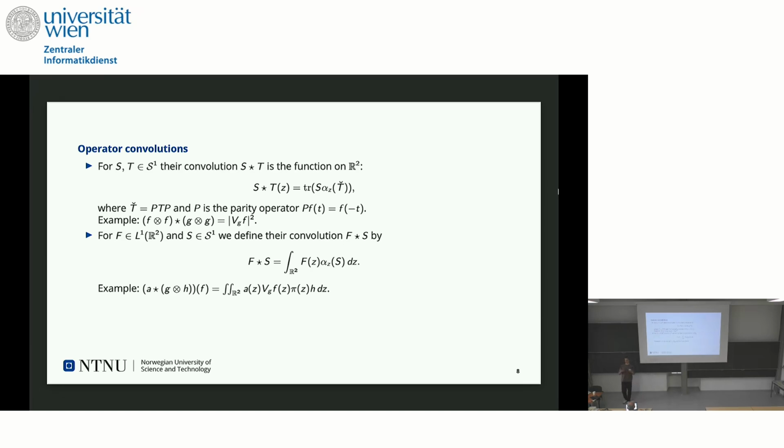Now again, if we consider the rank 1 case, so we'll take some L1 function A, some G tensor H, then this gives us exactly our localization operator with the mask A and the windows G and H. Already we're seeing this kind of interplay between quantum harmonic analysis and time frequency analysis, which will be a theme of this.